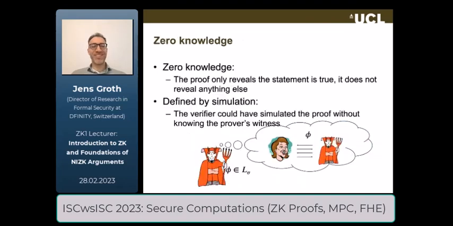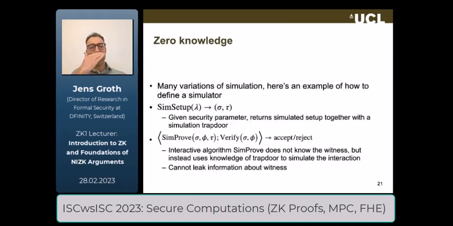Finally, part of the definition steps here is zero knowledge, right? So intuitively, the idea is that a proof should not reveal anything but the fact that the statement is true. And the way we typically define that is through simulation. Okay, so in this picture here, I illustrate that by saying that a verifier could have simulated the proof without knowing the prover's witness, okay? And if you can simulate everything, then you're not getting anything more from actually engaging with the proof. So let's dig into this a little more.